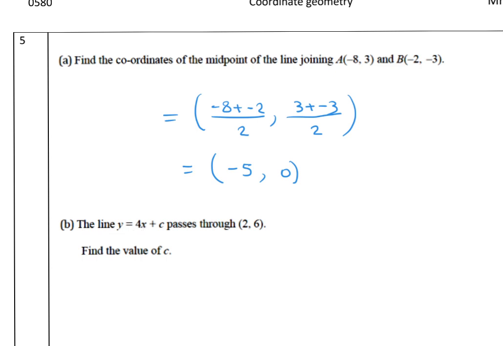Part b: the line y equals 4x plus c passes through the point 2 and 6. Find the value of c.